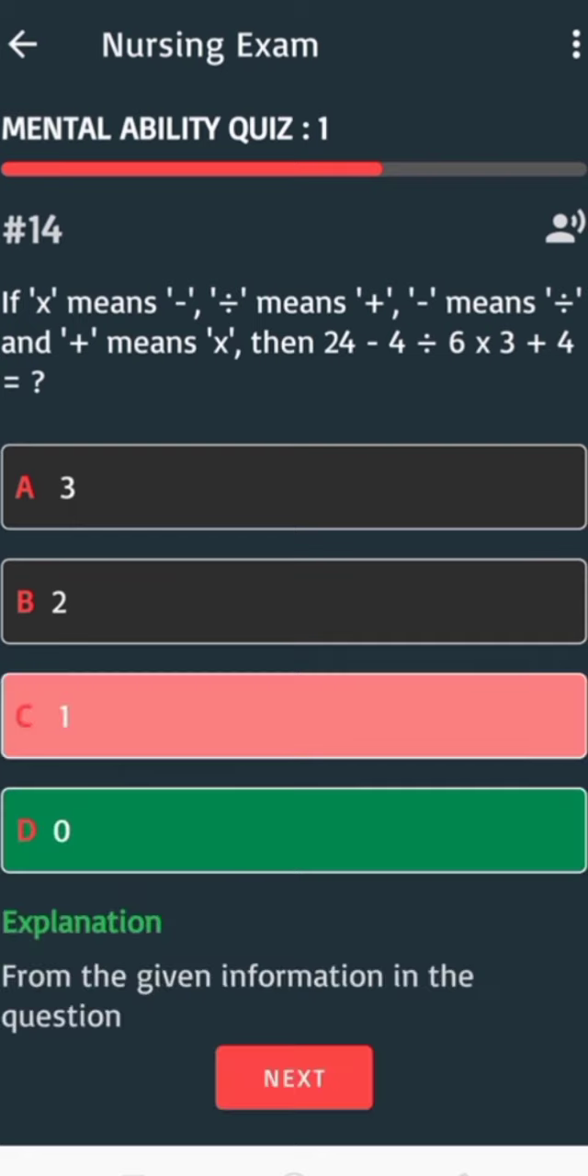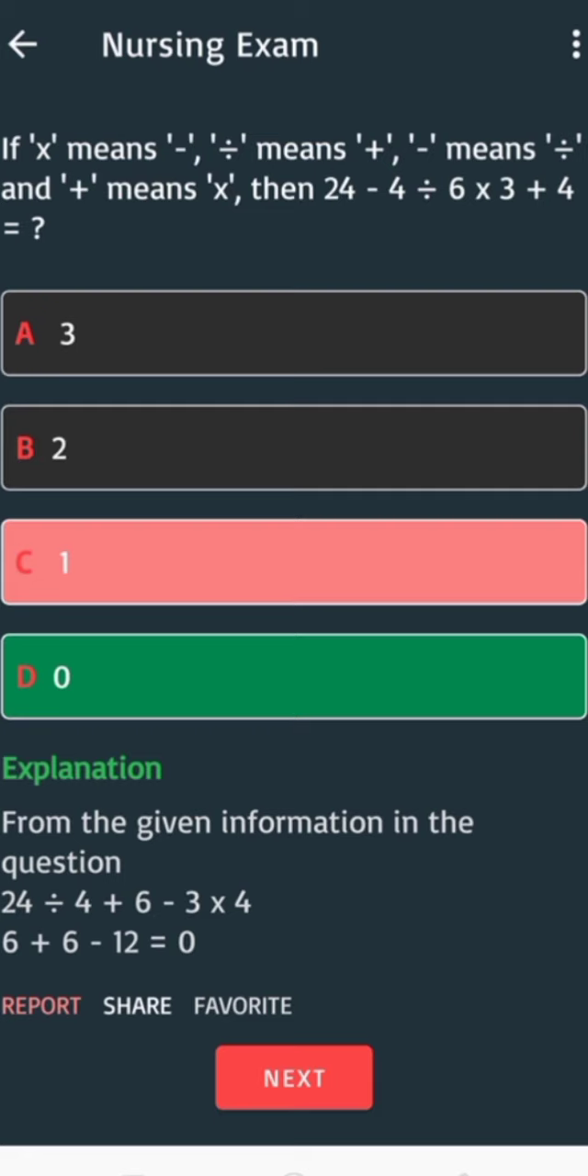No. Correct answer is D. From the given information in the question, 24 divided by 4 plus 6 times 3 times 4, 6 plus 6 times 12 equals 0.